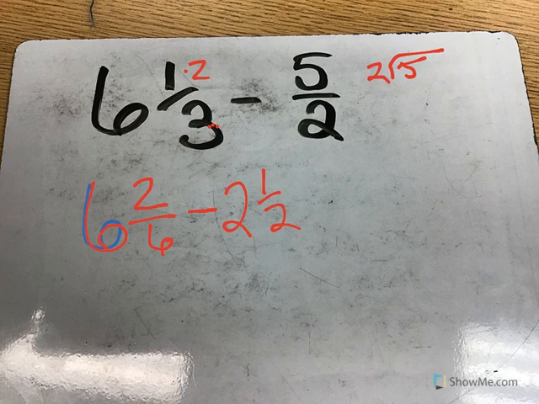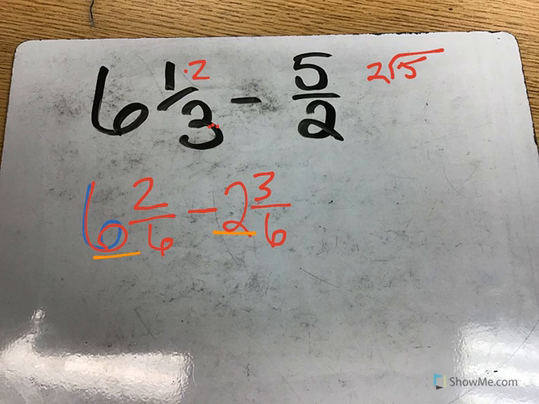Once I'm at that point, I have to find a common denominator. So 2.5 actually is 2 and 3/6, because how do I go from 2 to 6? Times 3. Whatever you do to the denominator, you do to the numerator. So I'm going to erase this, because 2.5 is equivalent to 2 and 3/6.